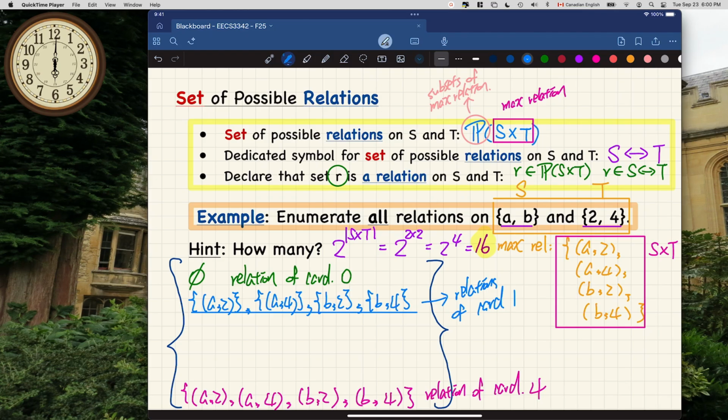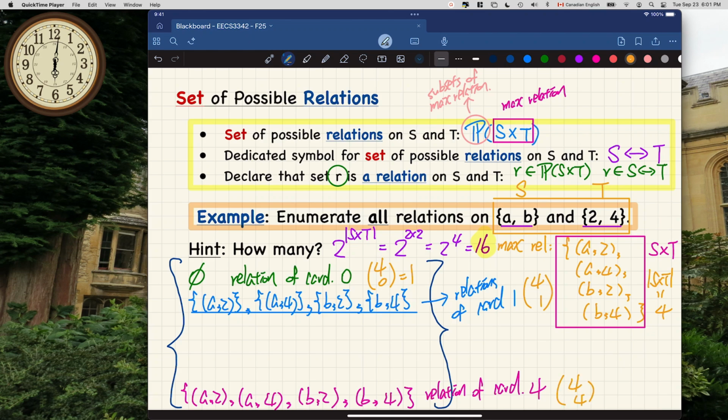How many do we have right here? Because there's 1, 2, 3, 4. How does that correspond to the choose operator? We know that the maximum relation has size 4, and S cross product T has the size 4. So you can think of this one as really corresponding to 4 choose 1. Out of the 4 pairs in the maximum relation, we want to choose just 1 and make a relation out of it. And this one corresponds to 4 choose 0, which is just 1. There's only one way to choose a relation of cardinality 0. And this one here will be 4 choose 4.